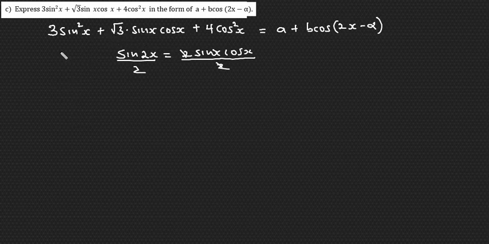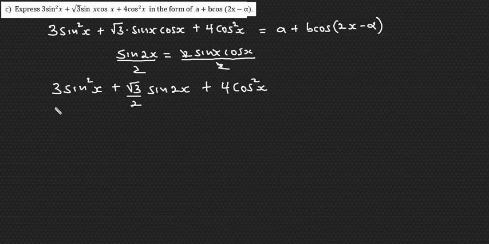So this can as well be written as 3 sine squared x plus root 3 over 2 sine 2x plus 4 cos squared x, equaling the right hand side. We shall expand it later, but let us first work on this left hand side so that we are sure we have a double angle. Now what about this one here?